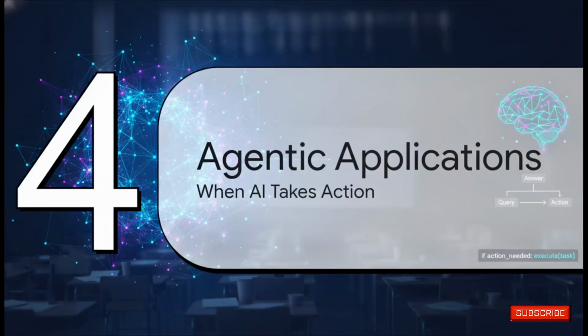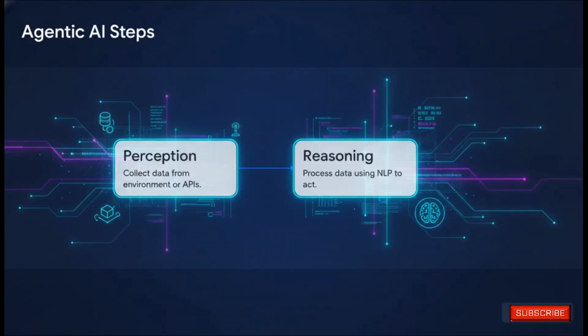All right, part 4, real-world agentic applications. This is what happens when AI takes action. See, the industry is already moving way past simple chatbots that just answer your questions. We are officially stepping into the era of Agentic AI, where models act on their own. Agentic systems work in this continuous autonomous loop.